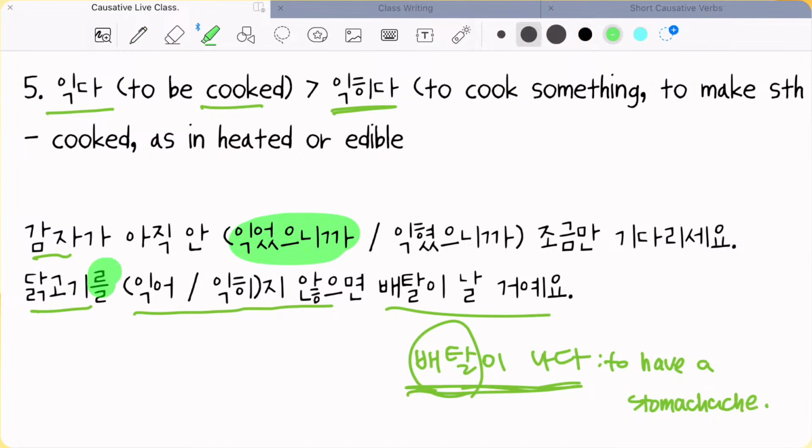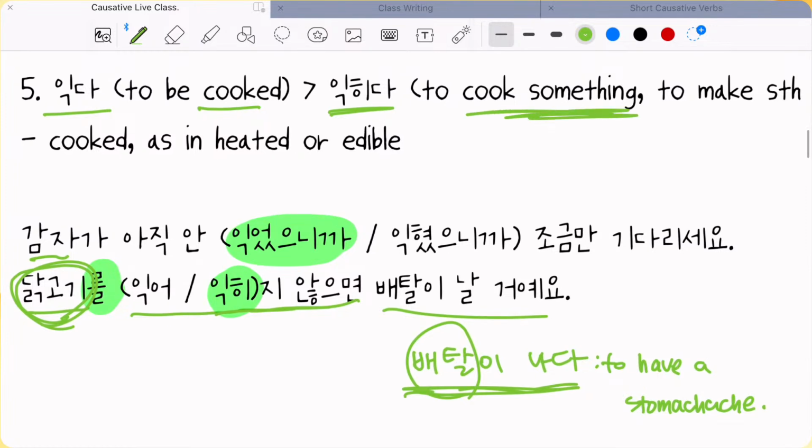닭고기를, the hint is in the particle, the object marking particle, so it should be 닭고기를 익히지 않으면, if you don't cook the chicken, if you don't cook something, right? So you have to be using the verb 익히다. 익히지 않으면 배탈이 날 거예요.